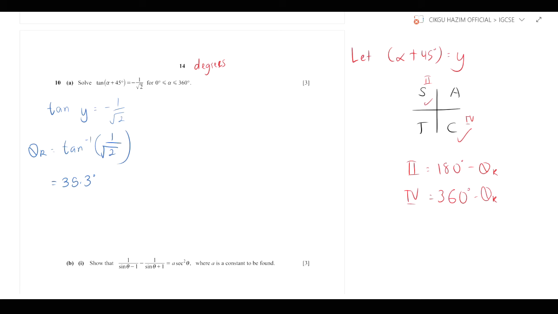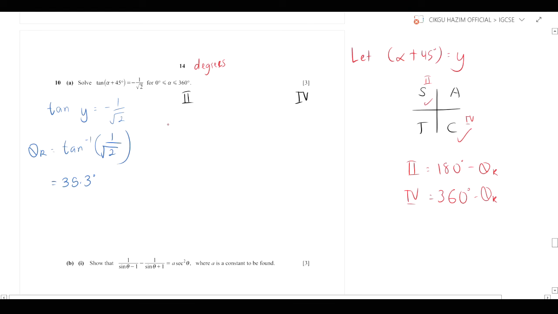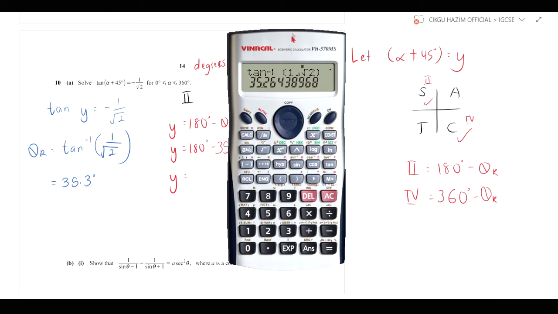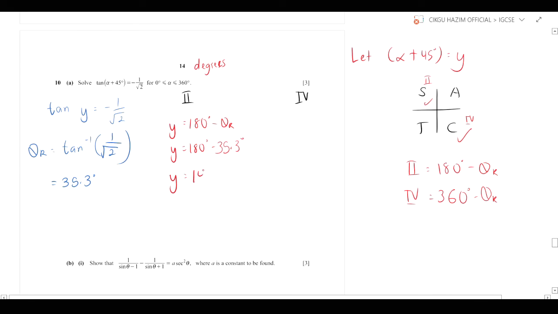Right now we do these two quadrants. Remember, we have quadrant 2 and quadrant 4. Let's do the working for quadrant 2 first. Remember that we have the unknown y here. y is equal to 180 degrees minus the reference angle. And what is our reference angle just now? It is 35.3 degrees. So what is the value of y? Just straight away press 180 minus 35.3. What we have here is 144.7.